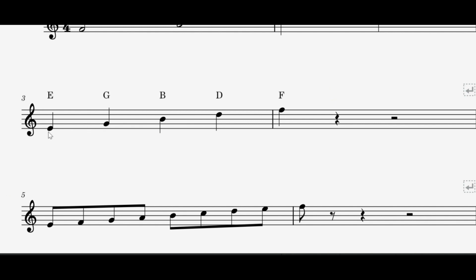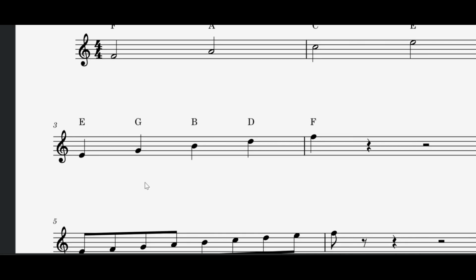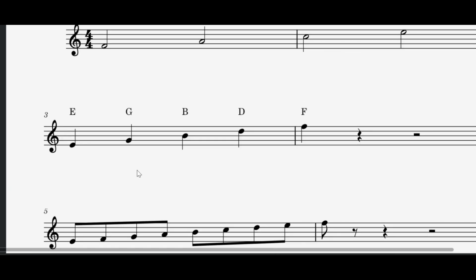So you commit it to memory. When you were young, some people used acronyms: Every Good Boy Does Fine. Anyway, to remember it, after continuous use, you would just know that the first line is E, the top line is F, then D, B, G. So you could come up with your own ways to memorize them.